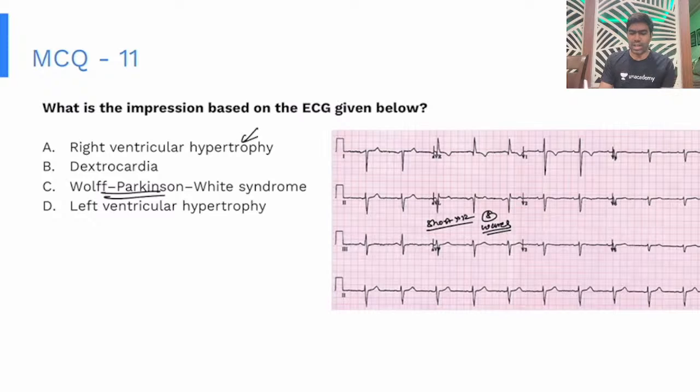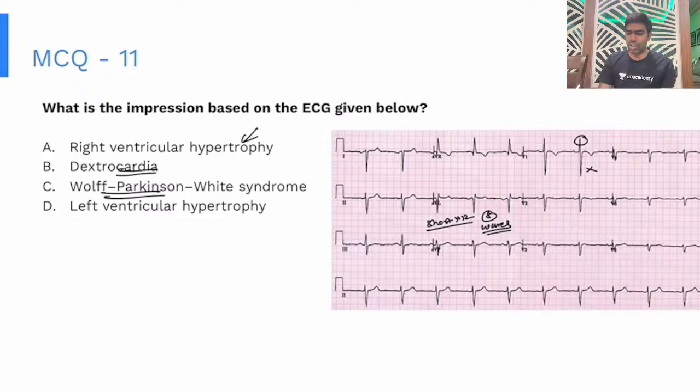It's not actually right ventricular hypertrophy, because if it's going to be right ventricular hypertrophy, you're going to have very tall R waves in V1. You're not going to have this much big S waves in V1 at all. You're going to have very tall R waves in V1 without big S waves. So that's not the case here.